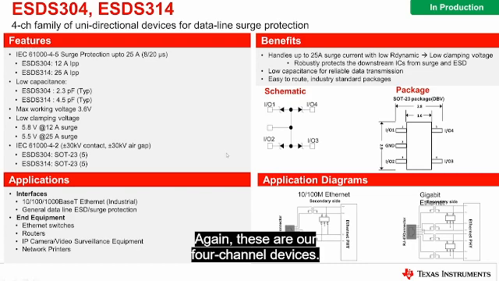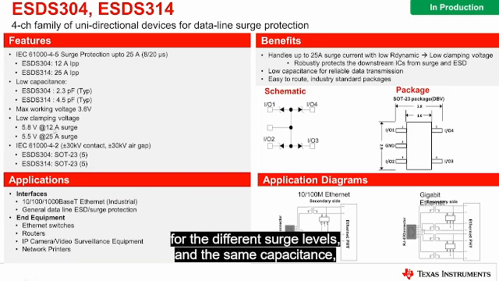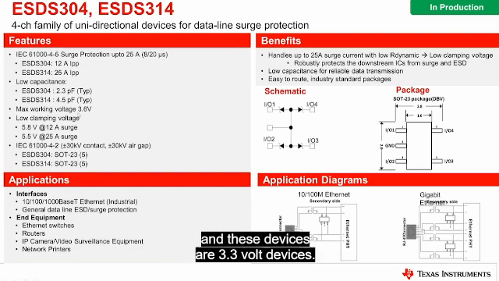Again, these are our 4-channel devices. They're the exact same as our 2-channel devices. They just have more channels. They have the same specs of 5.8 volts and 5.5 volts for the different surge levels, and the same capacitance, and these devices are 3.3 volt devices.